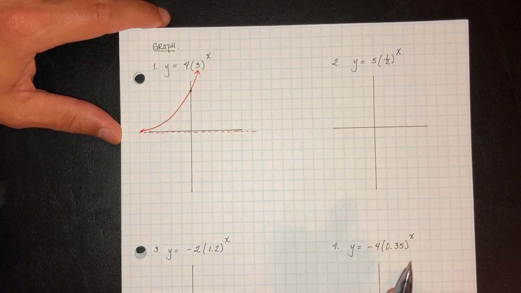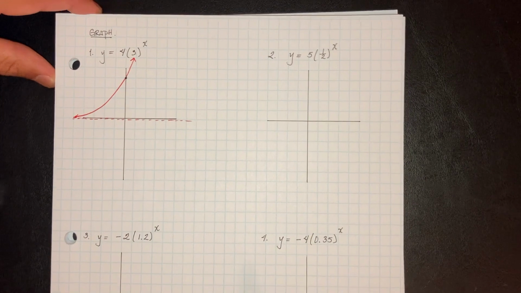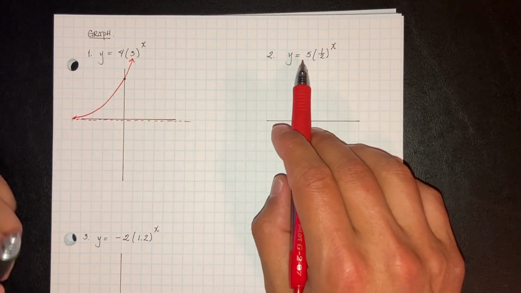Okay. What about the second one? The second one, same thing. Our starting value is at 5.